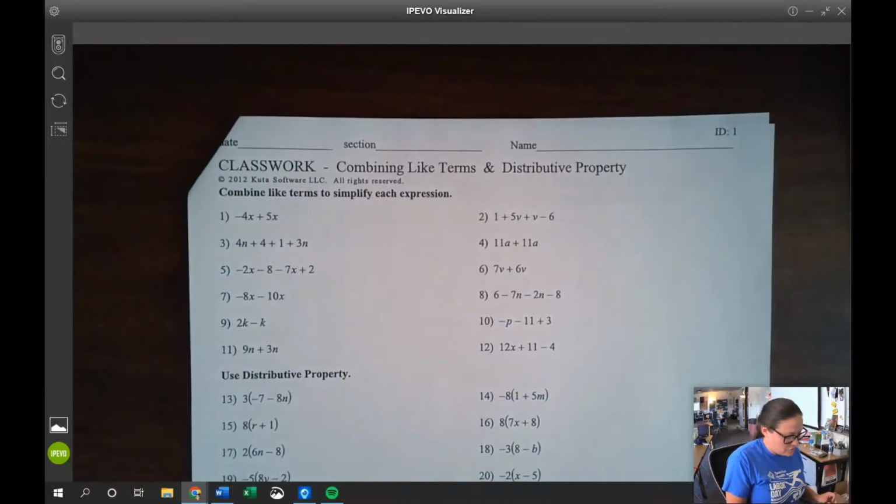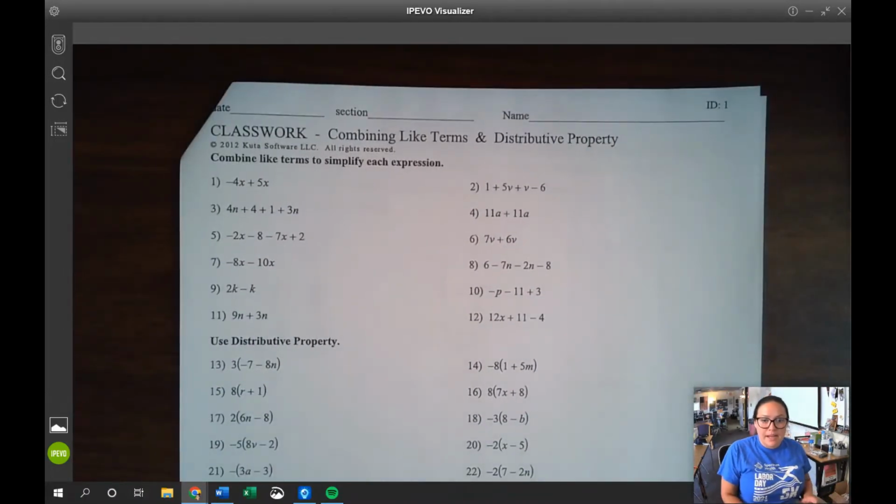So flip to the third page. Combining like terms and the distributive property. Okay. So this is something that we definitely need to review because it's going to come up in our lesson tomorrow. You need to be able to combine like terms and use the distributive property. This is something we did back in Unit 1, but we're going to touch on it again.